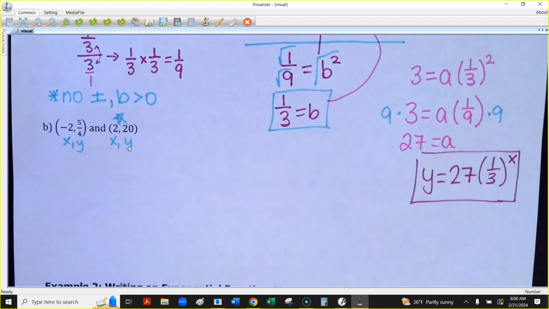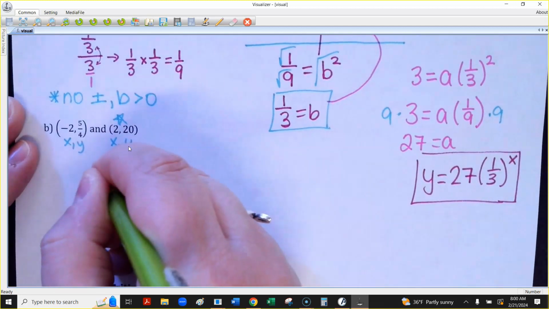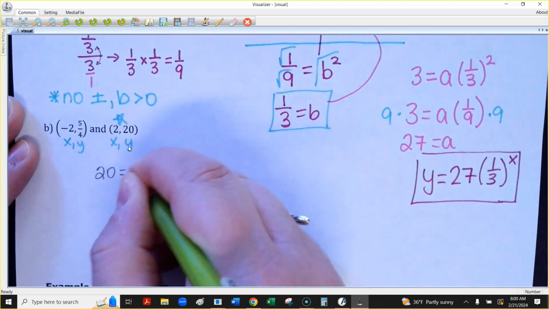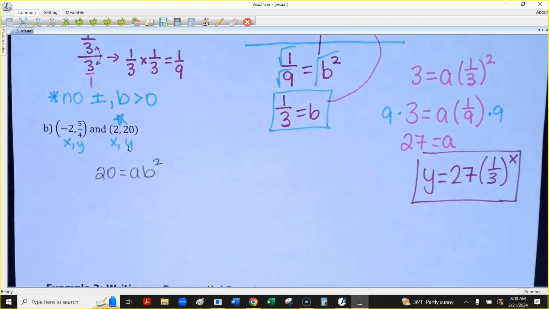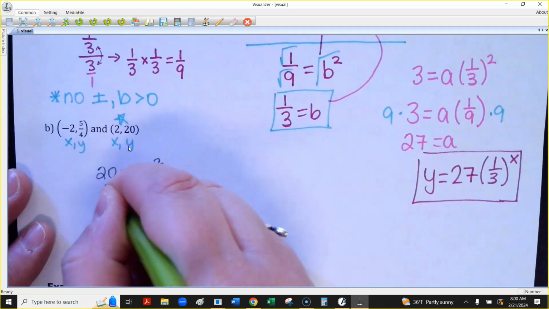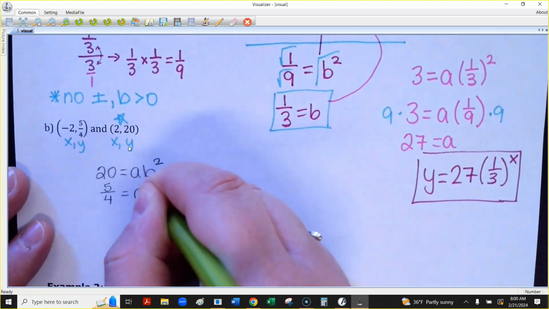Okay, now as I do this, I'm just going to use that y equals ab to the x. So I'm going to do 20 equals ab squared. And be real careful. I see a lot of times people will accidentally put the x coordinate where y goes and the y coordinate where x goes. So just make sure you start with the y coordinate. Now, the other point, 5/4 equals ab to the -2.